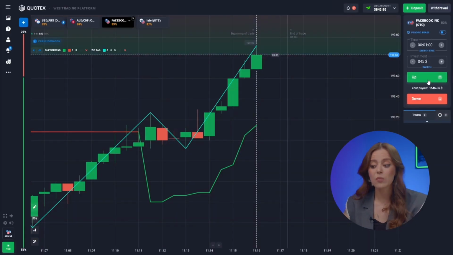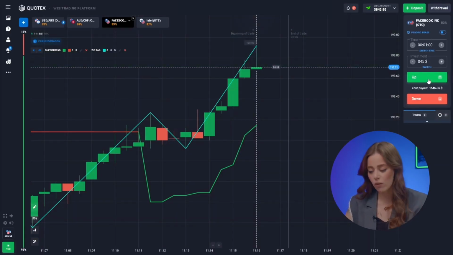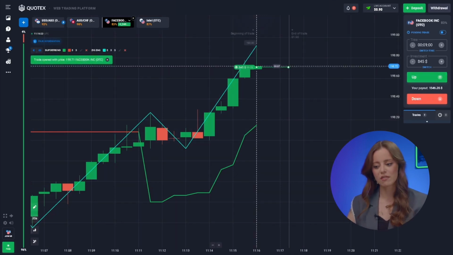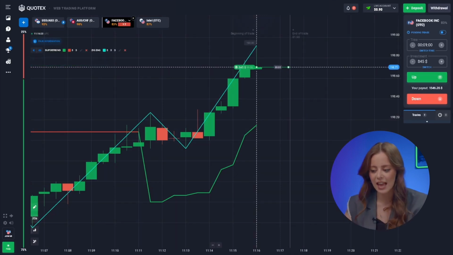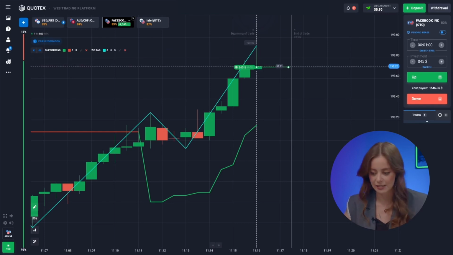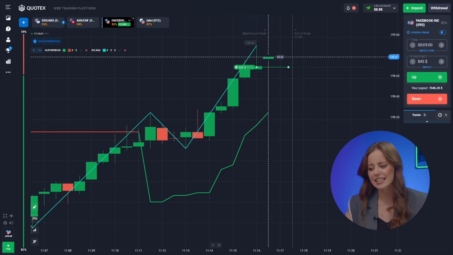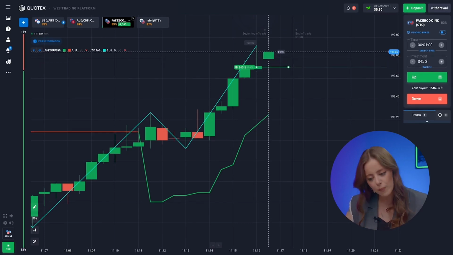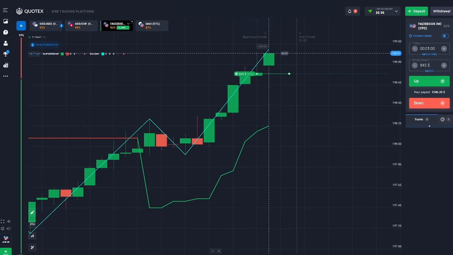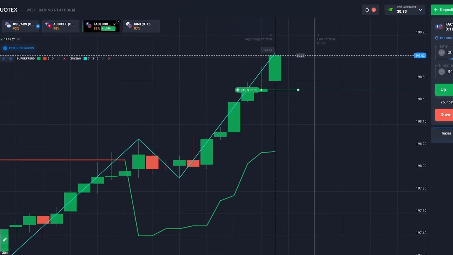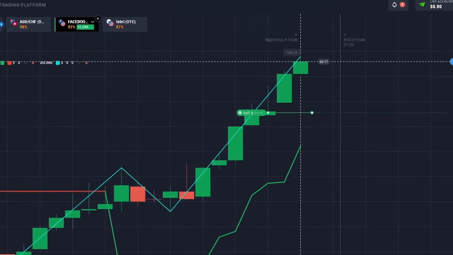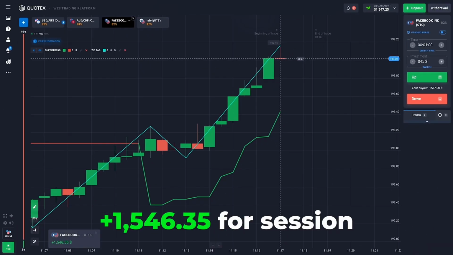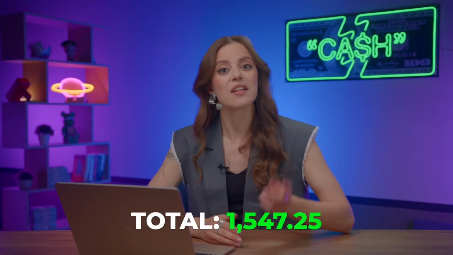Okay, and here we are with Facebook again. And it's going up again. What's the magic? The green super trend line is heading up. The bullish candles are maintaining their intensity. And zigzag hasn't identified a peak. So the upward movement continues. Another successful forecast. That's because I rely on technical analysis, not horoscopes or guesswork.